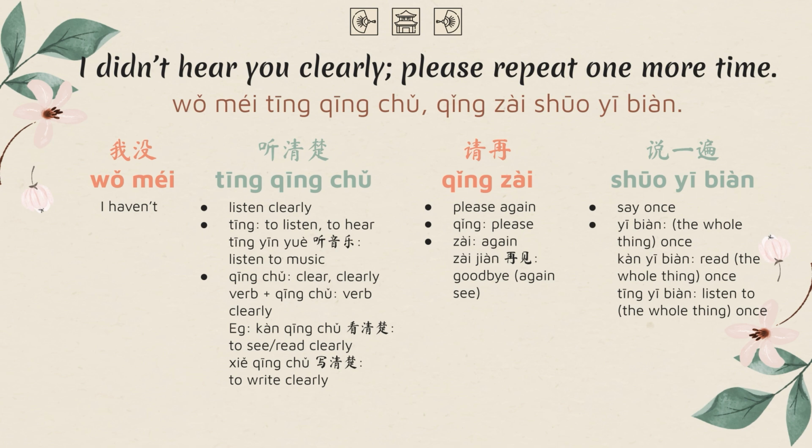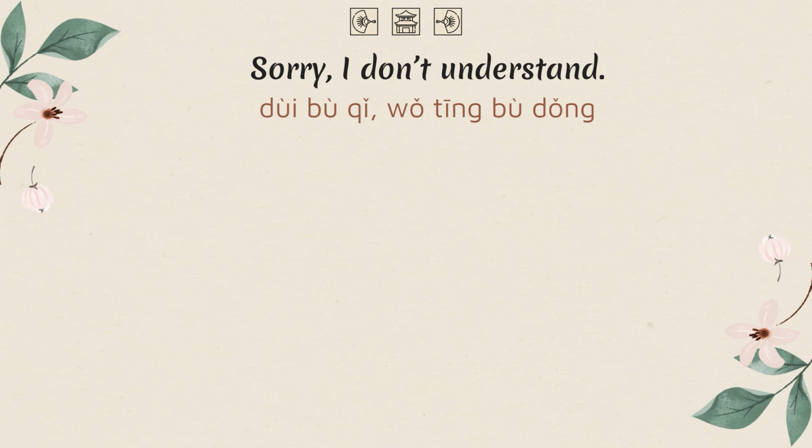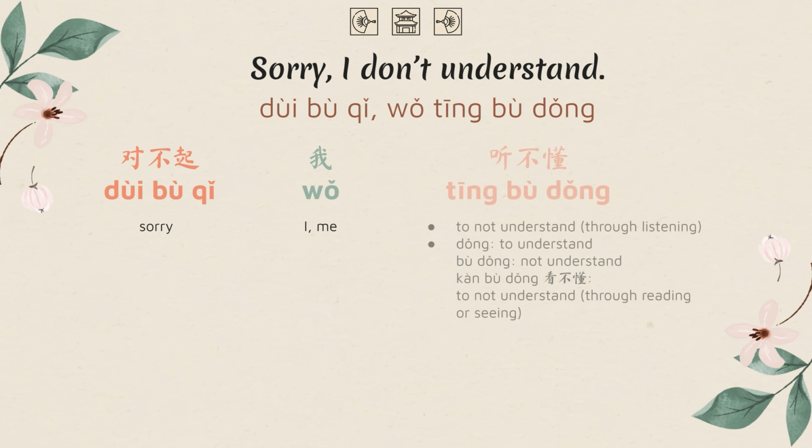Please repeat. But sometimes, no matter how many times we listen to something, we still won't be able to understand it. And then you can say, 对不起，我听不懂。对不起 means sorry, and it's a very useful phrase to know. 对不起，我 for I or me. 听不懂 means to not understand, specifically through listening. 听 means to listen or to hear, as we saw in our previous slide. 懂 means to understand, so 不懂 to not understand.